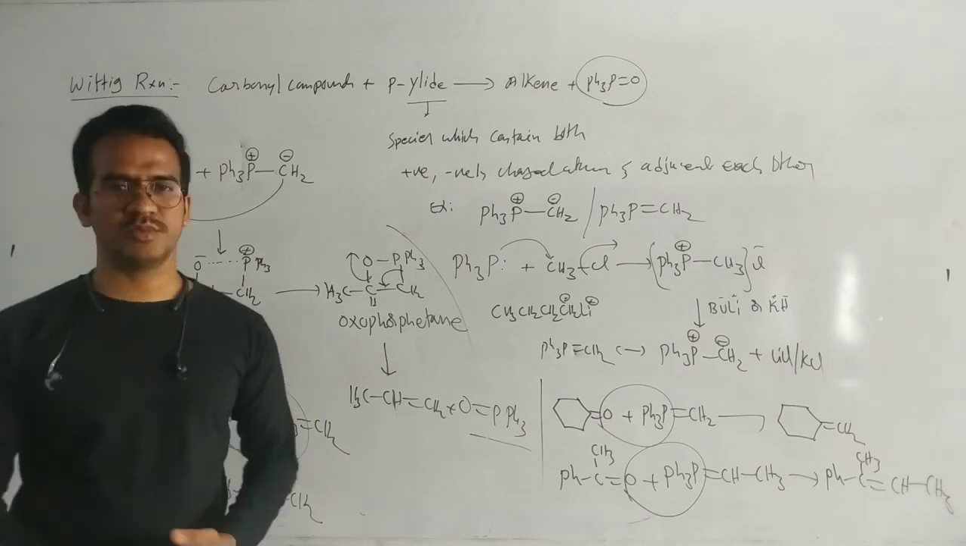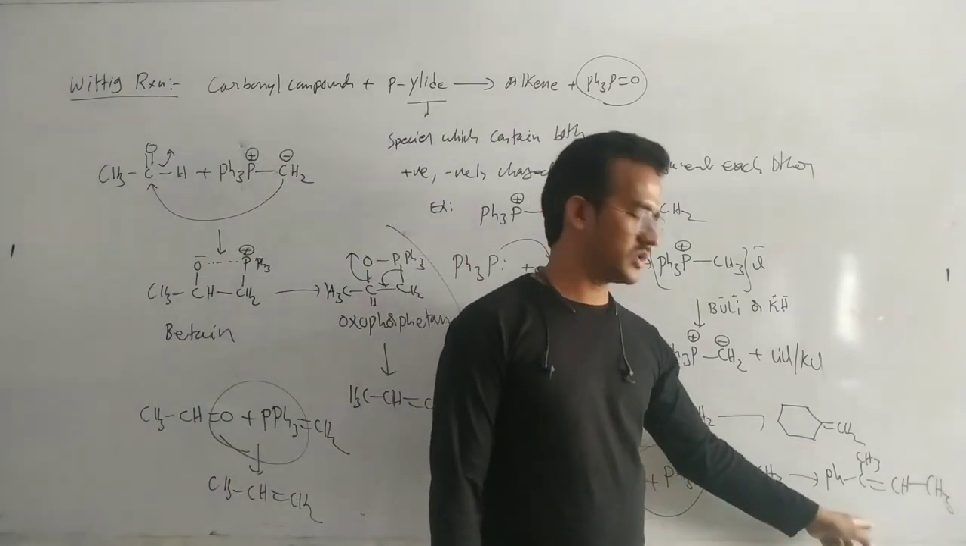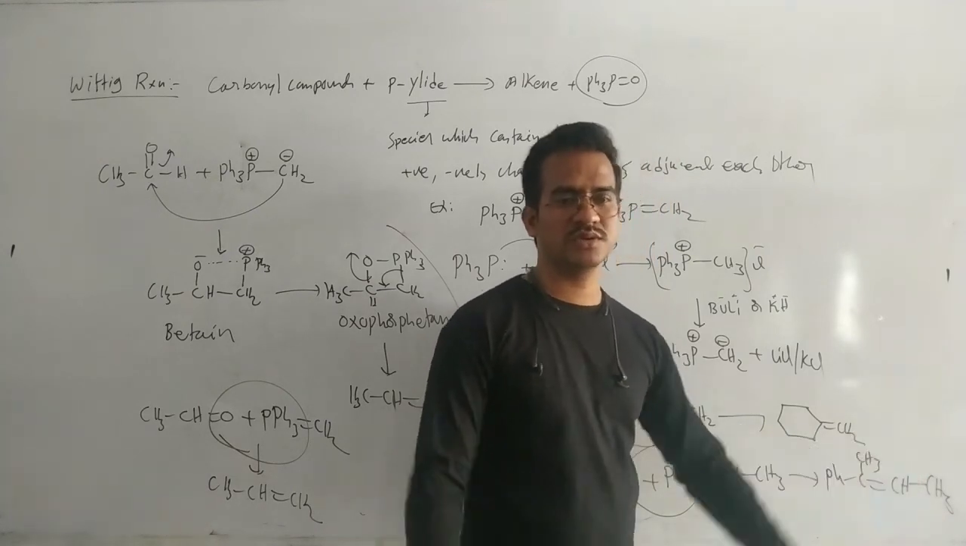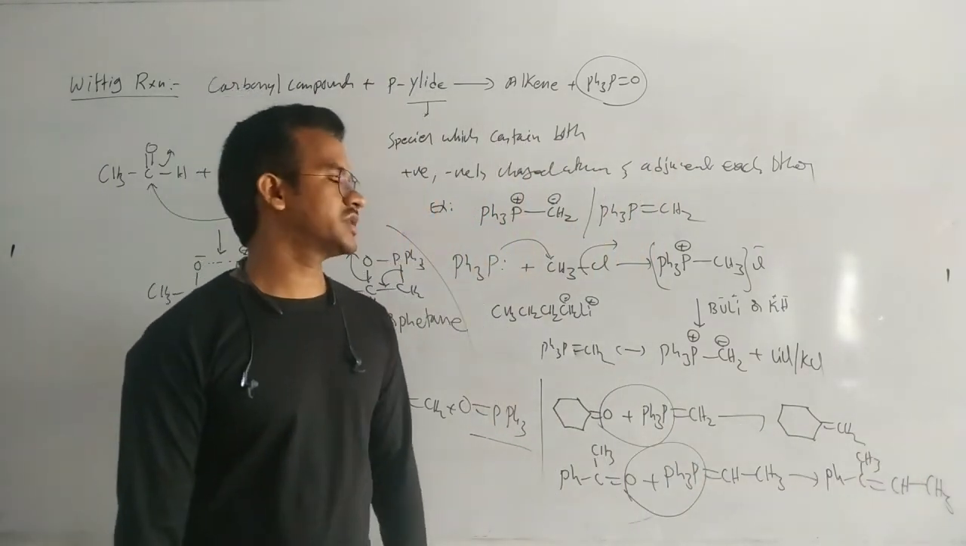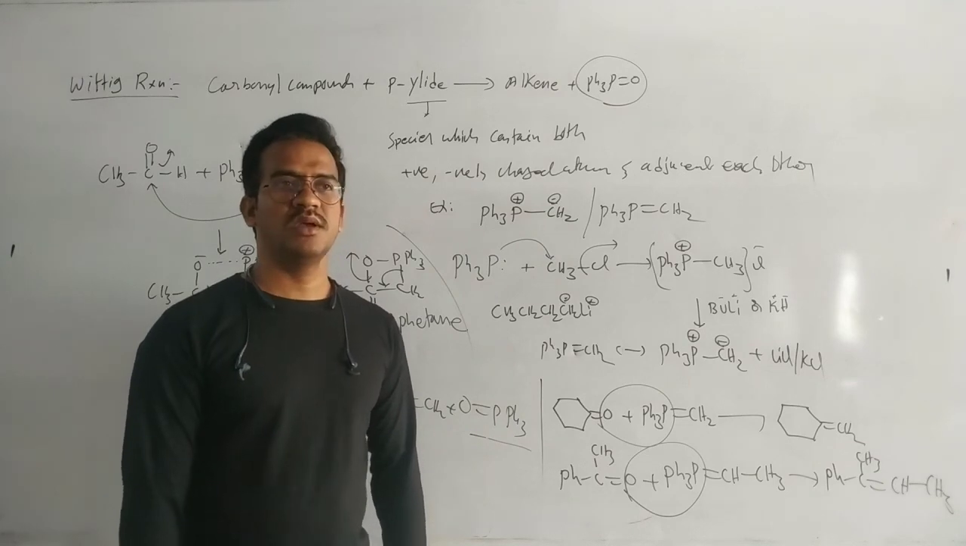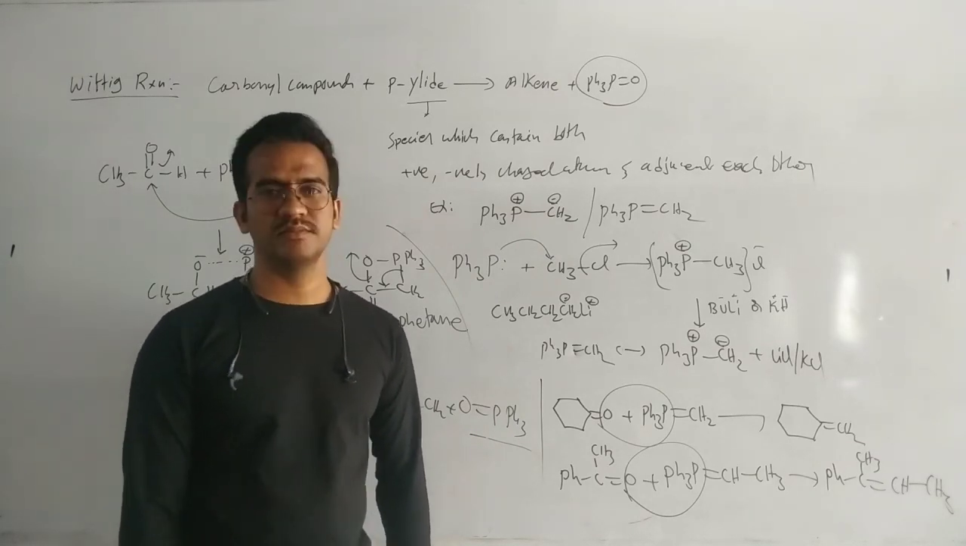Alkenes are formed. For example, this one on ozonolysis will give the carbonyl compounds, by the breaking of this double bond and pasting the oxygen. That's it. So those are the named reactions. And in another class, we will complete this chapter. Okay, good luck.